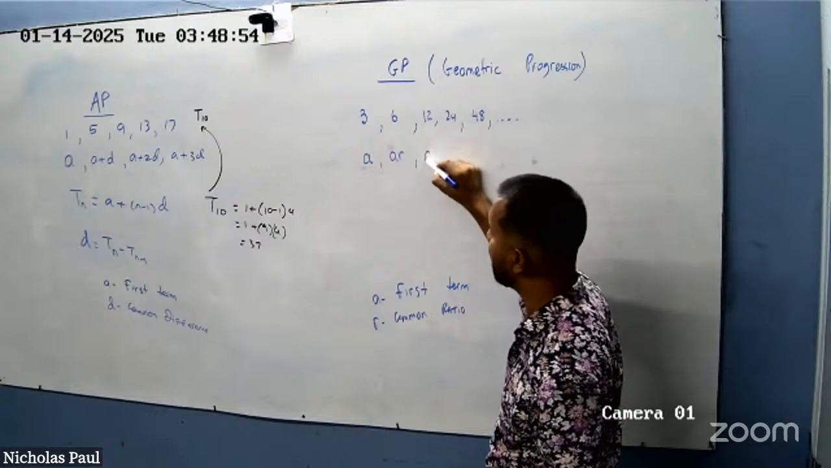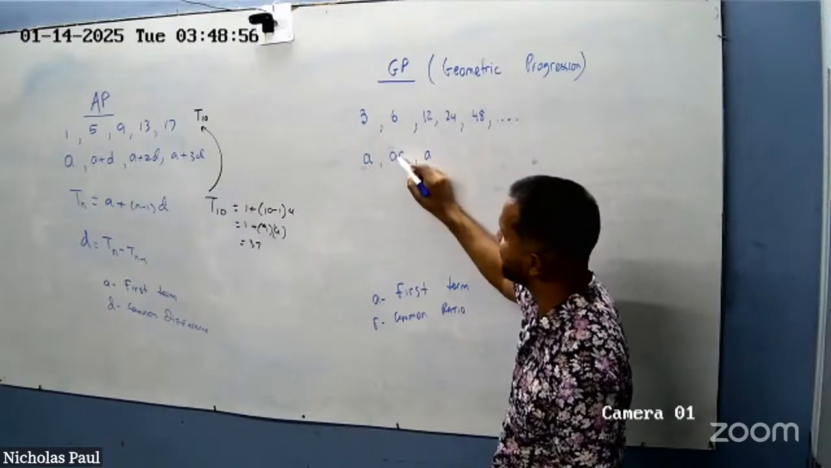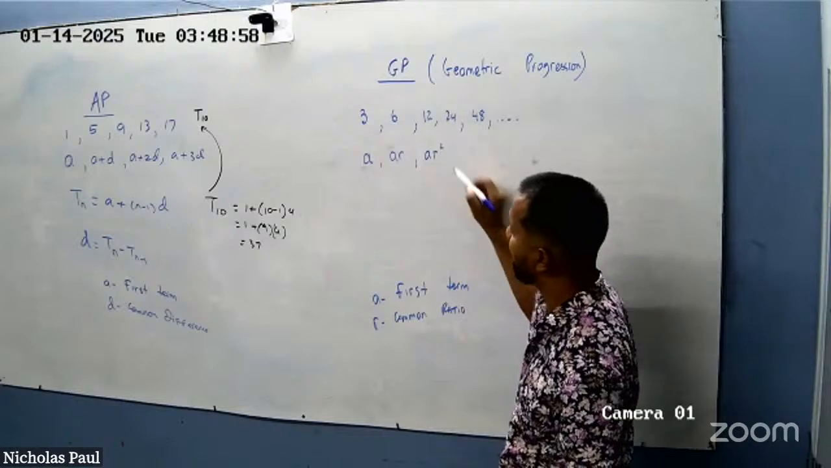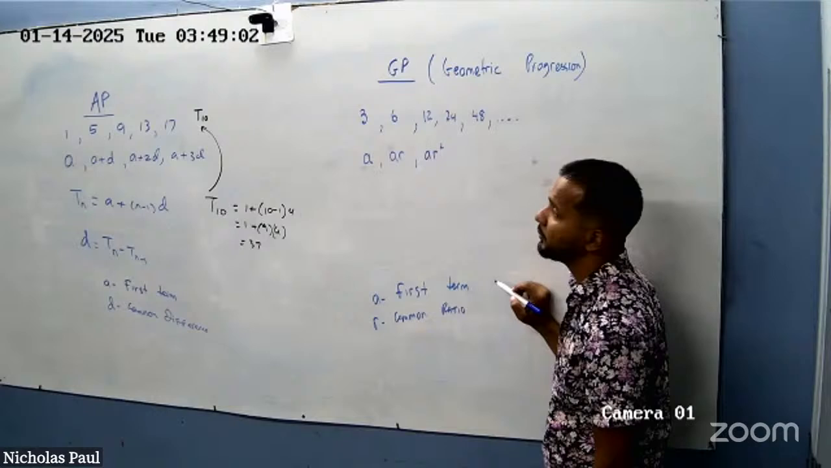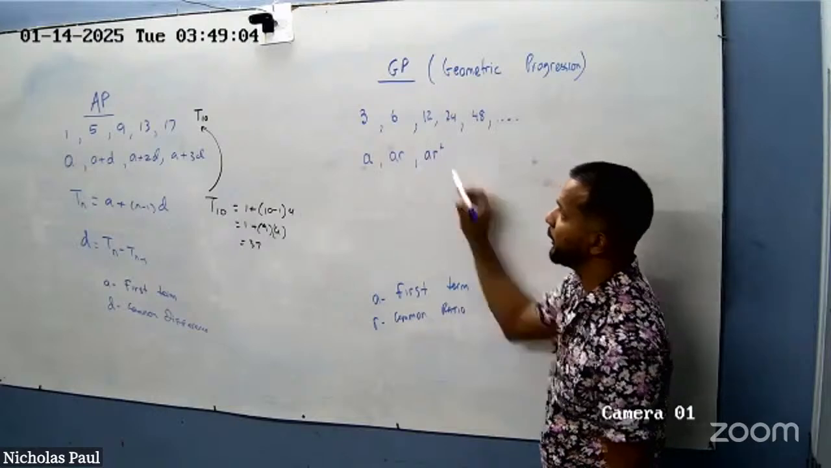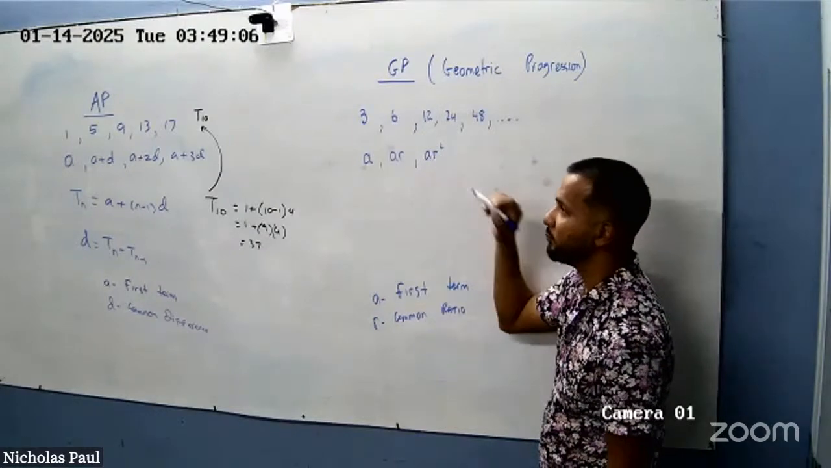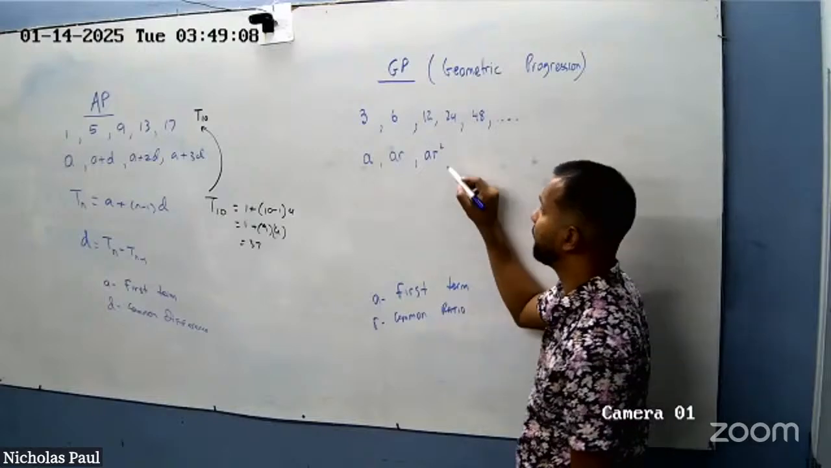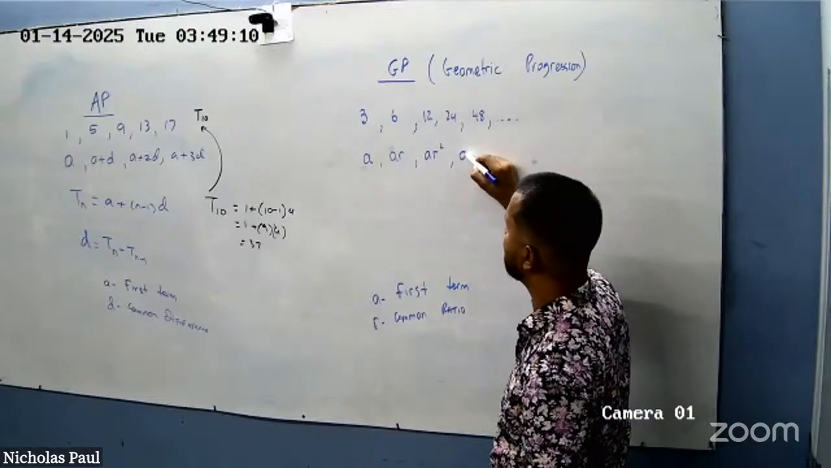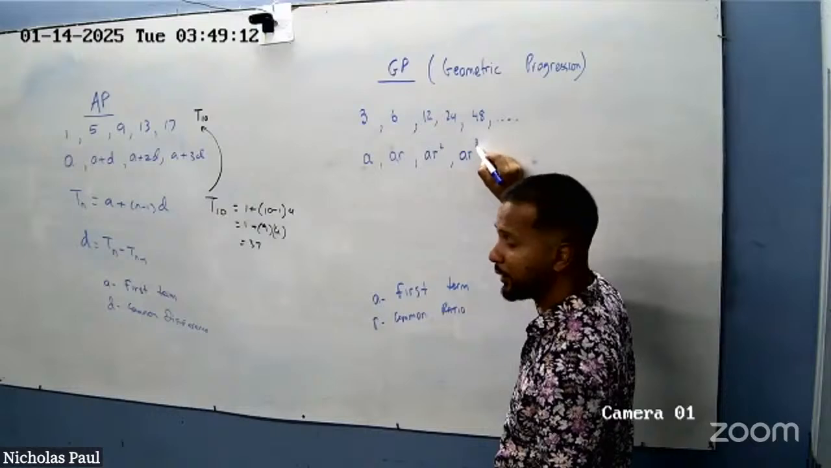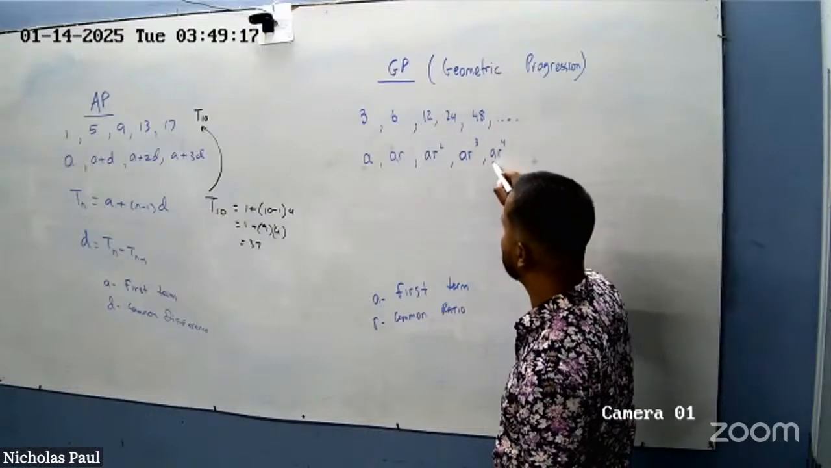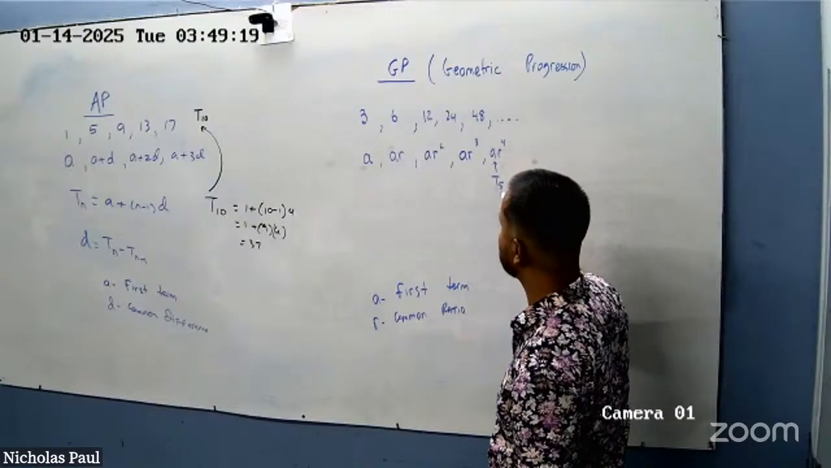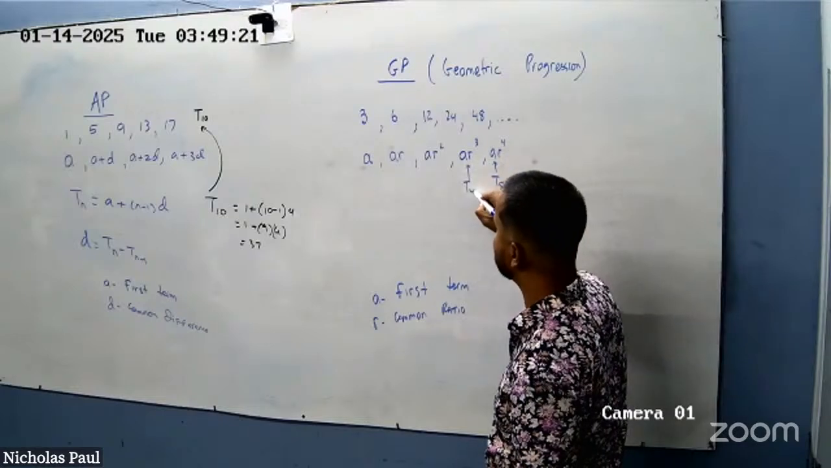AR squared, yes. Multiplying the second term by R again, that'll be R squared. Online, are you okay there, Marissa? You okay with how I got the third term? Yeah? And the fourth term is what? AR cubed, fifth term, AR to the fourth. So again, this is the fifth term, right? This is the fourth term.